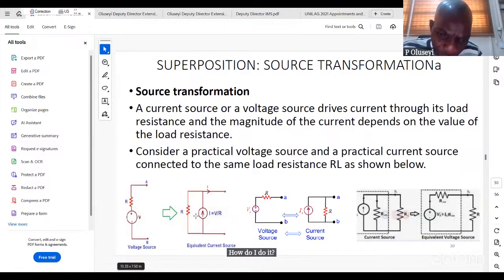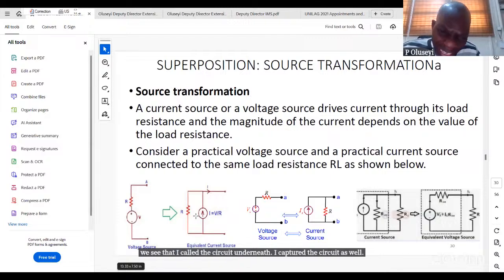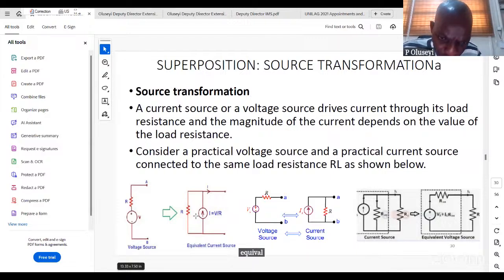Look at the next circuit, after my big green arrow. You will see that I called the circuit underneath, I captured the circuit as what? Equivalent current source.